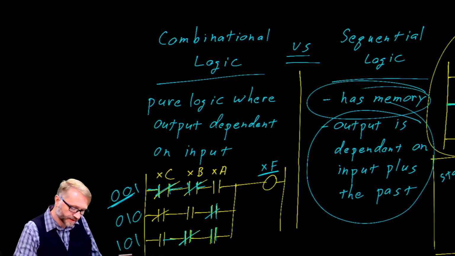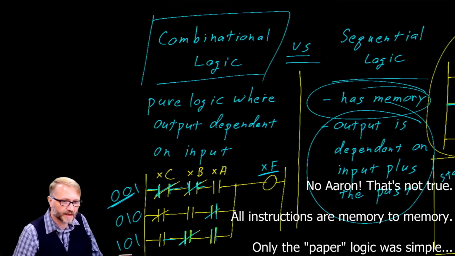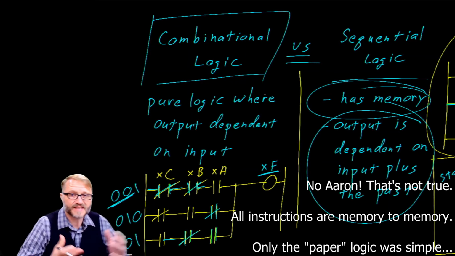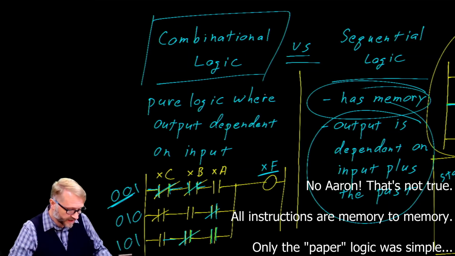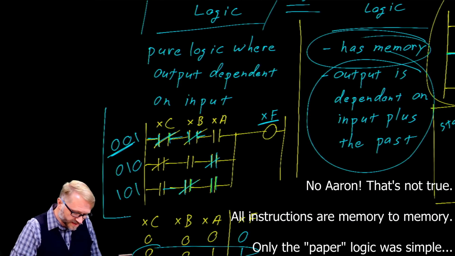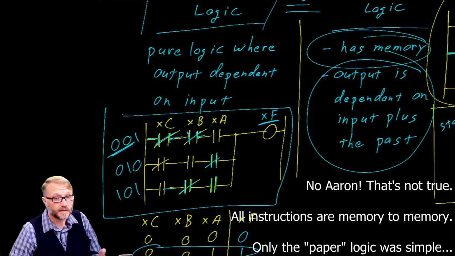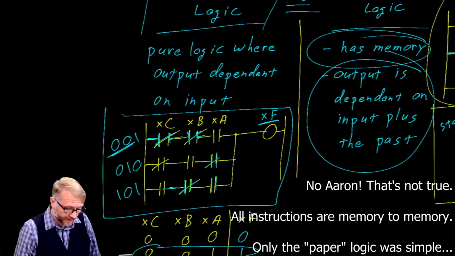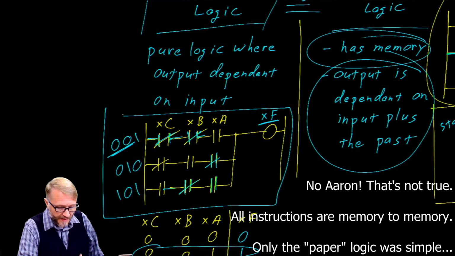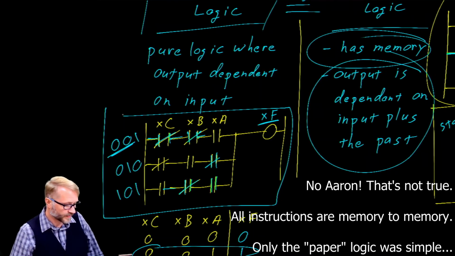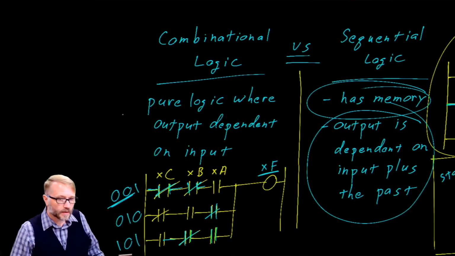Again, combinational logic was so much simpler. You didn't have to worry about the program scan. In fact, it didn't even exist because every condition you had when you went to the sum of product structure right here was what you had. You didn't have to worry about it. When you got to this point in the code, it just handled it. It didn't care about the past.